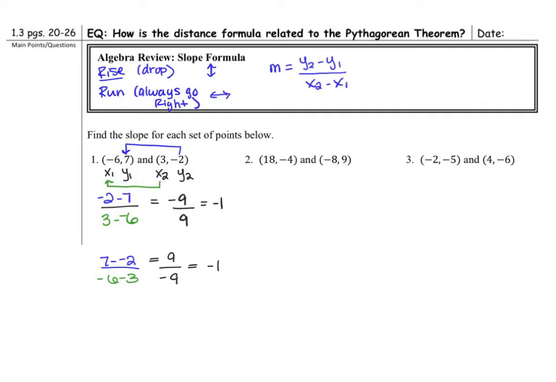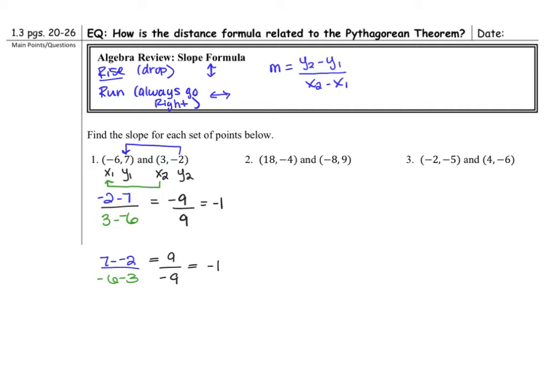So it doesn't matter if you're going right to left when you're subtracting, or if you're going left to right when you're subtracting. What matters is whatever order you decide to go, that you keep that same order. So I can't go left to right and then go right to left. That's not going to work. So pick an order, stay with it. I generally just like to go left to right.